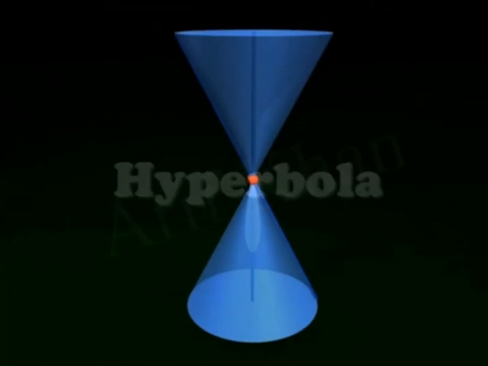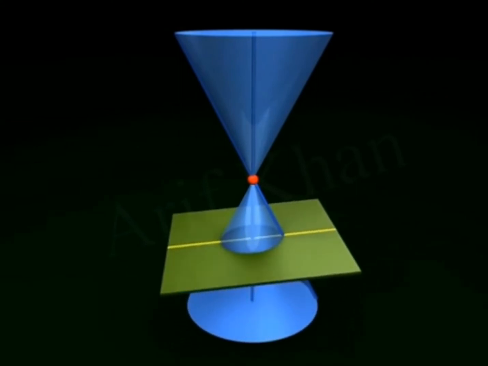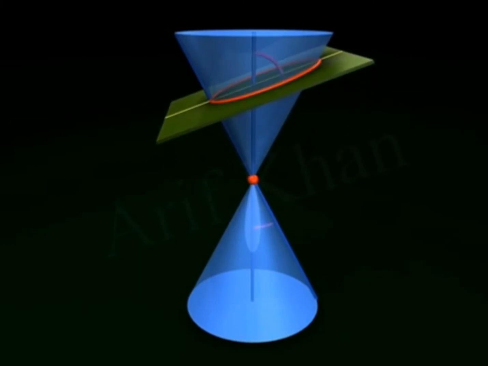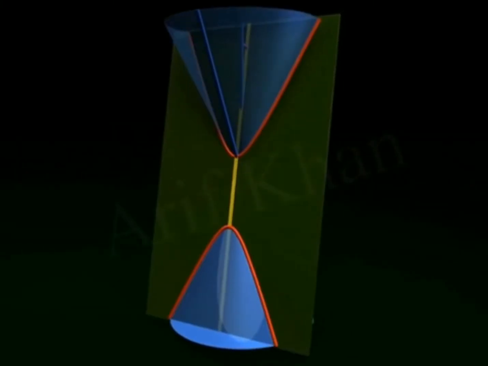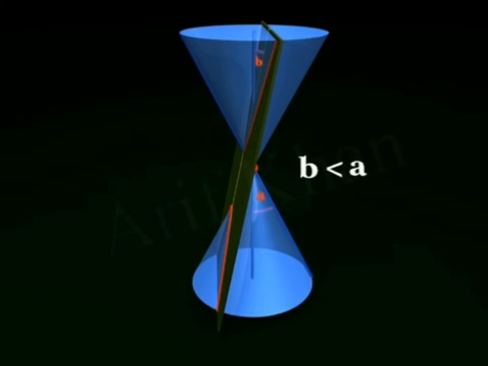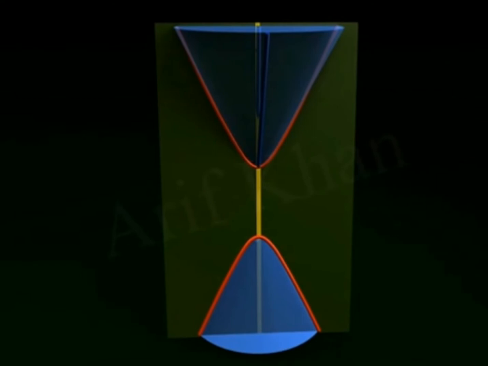Hyperbola. The plane intersects only one nap of the double right circular cone as long as the angle between the plane and the vertical axis is greater than or equal to the vertex angle. However, if the plane intersects the vertical axis at an angle smaller than the vertex angle, the plane intersects both naps of the cone to form an open curve called a hyperbola.